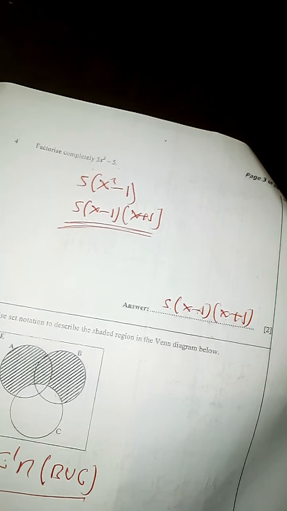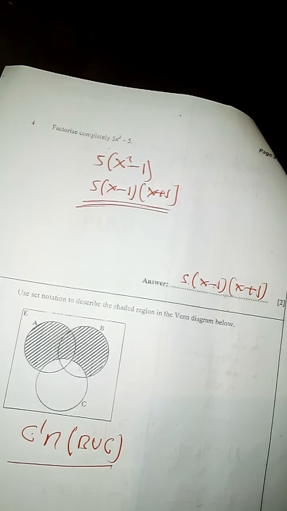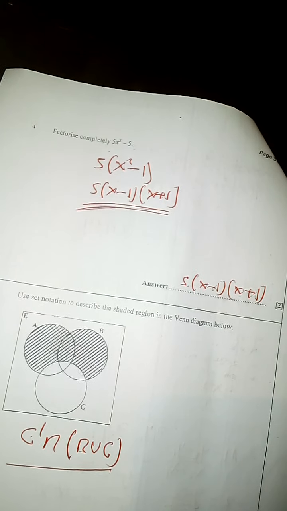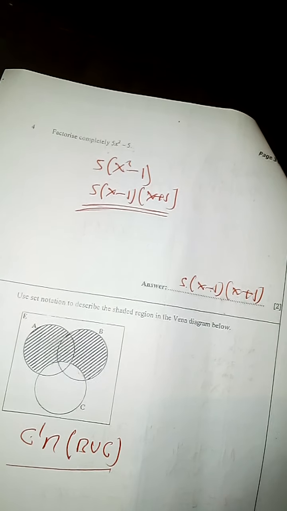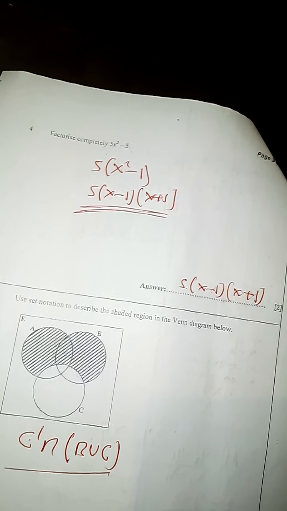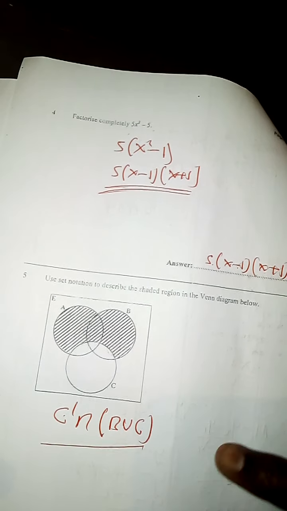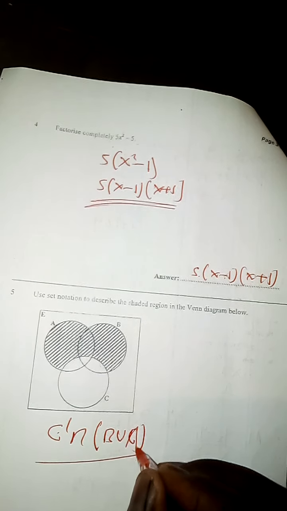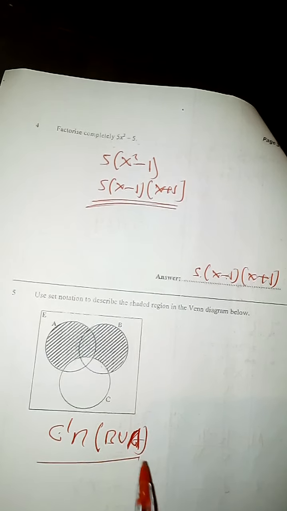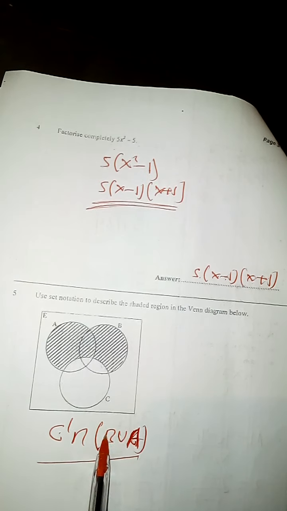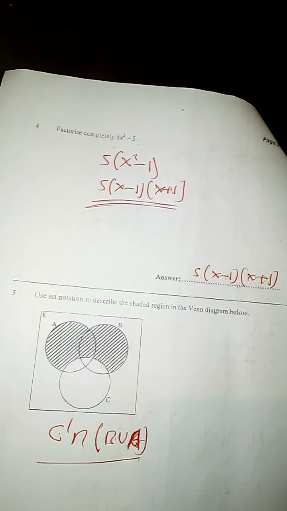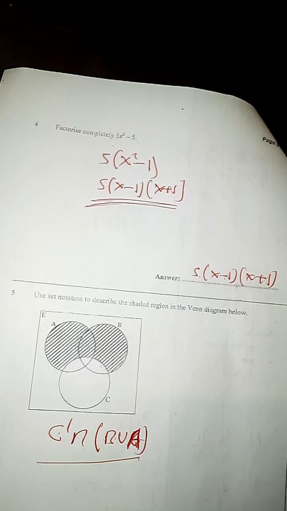Yes, union A. So the answer is C complement intersection B union A. Yeah, union A here. Oh, there's a mistake here. Even here, it's supposed to be union A. If you want to check, start with A union B or B union A, whatever the case. So there's an error here. So B union A.